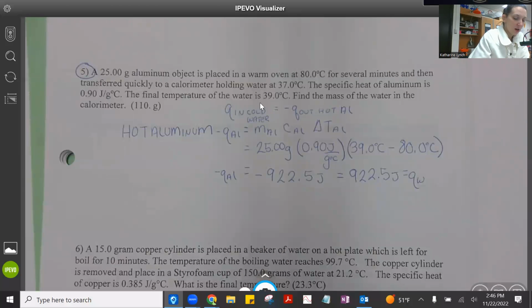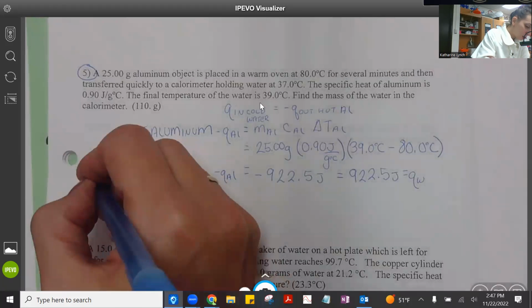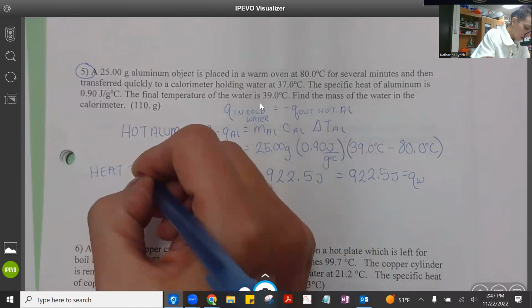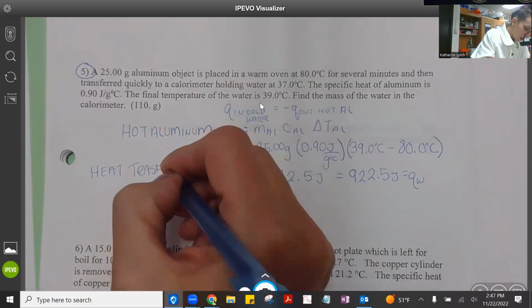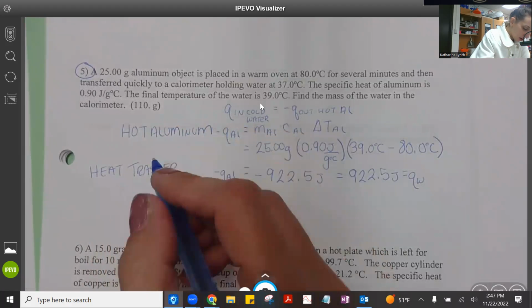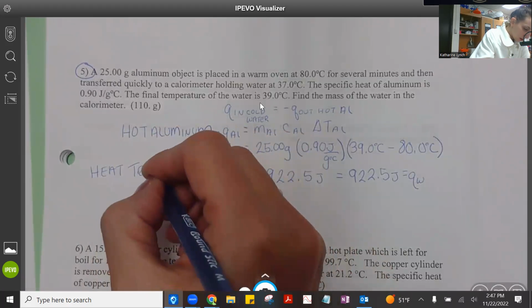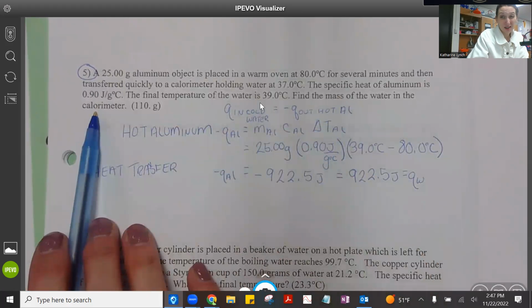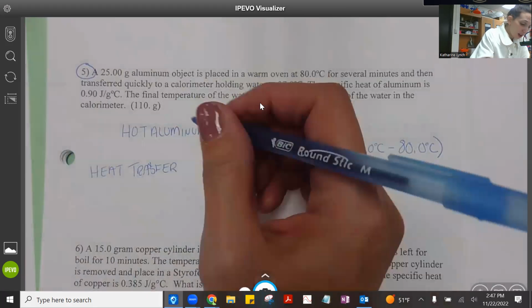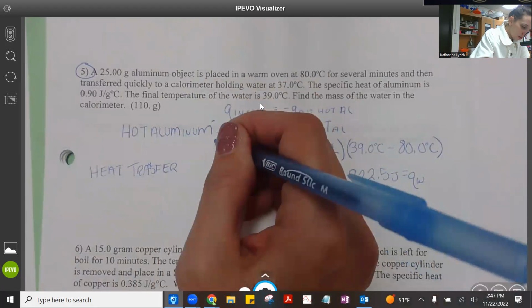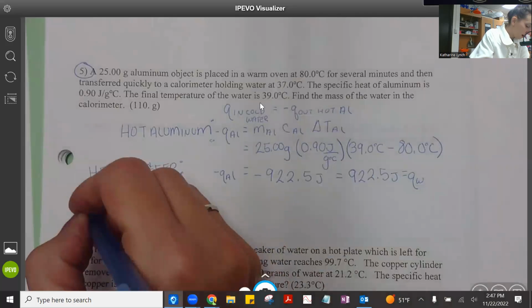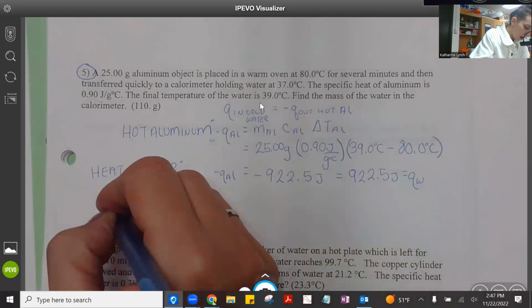All right, now that I know that I have my heat transfer step done, I can determine the mass of the water in the calorimeter. I didn't know that, but now I can figure that out. So here's my hot aluminum. Here's my heat transfer. Now I can find my mass of my water.